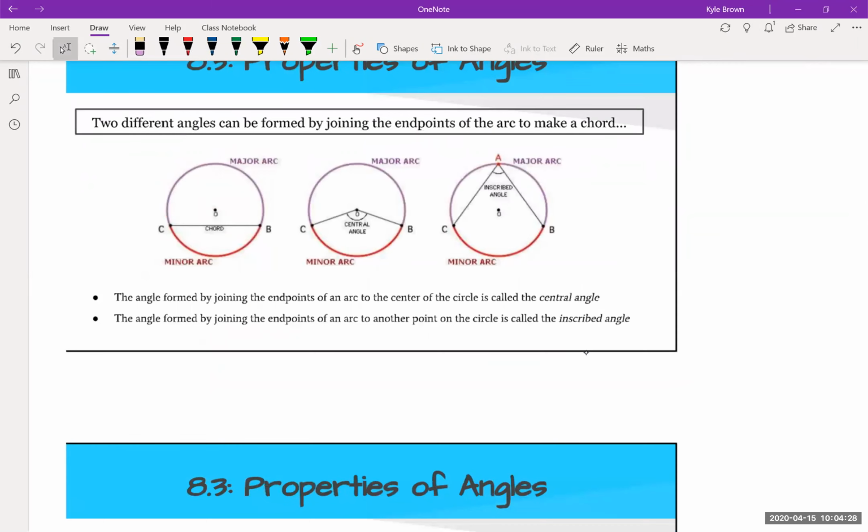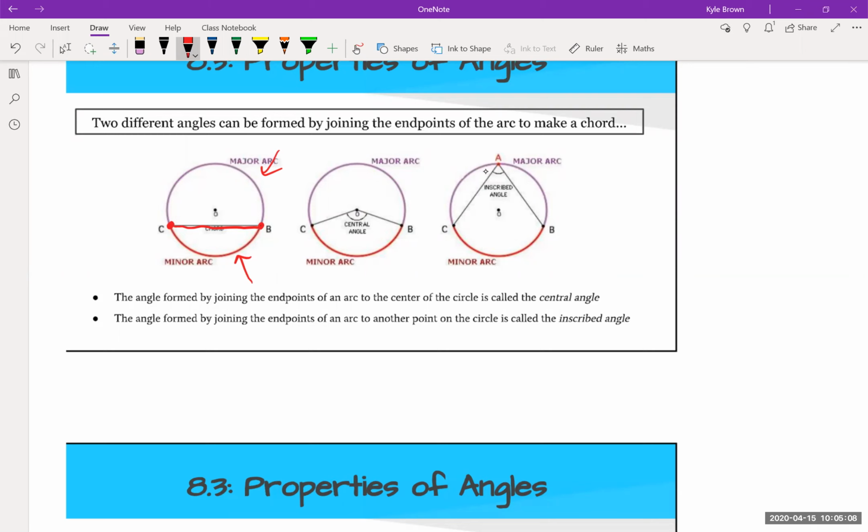Now, two different angles can be formed by joining the endpoints of the arc to make a chord, right? So if I've got C to B, then you can see that I've got my minor arc and my major arc on the top that are formed. And you could form a chord. Remember, a chord is a line that goes from one point to the other. We did that in 8.1.